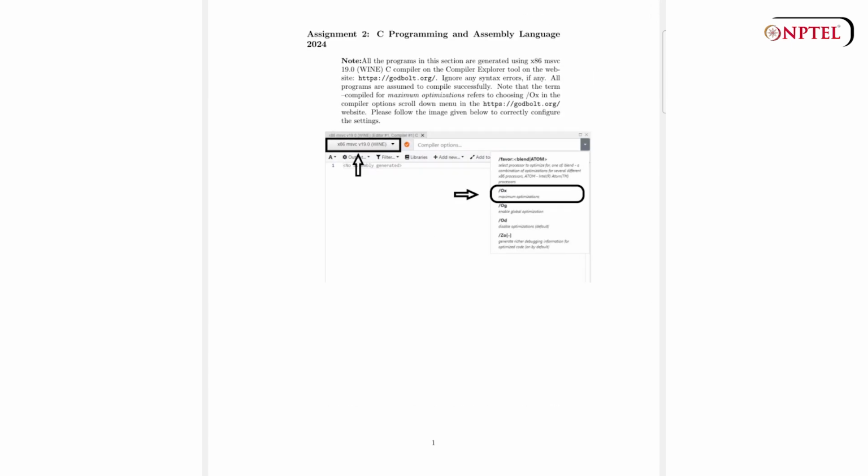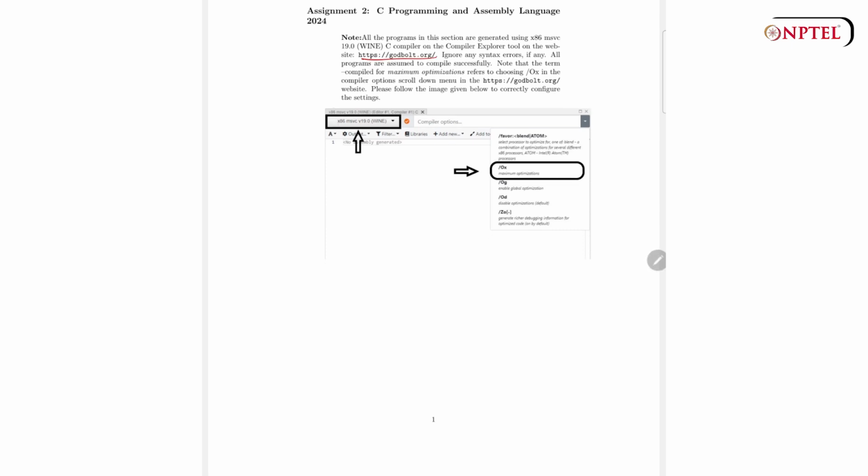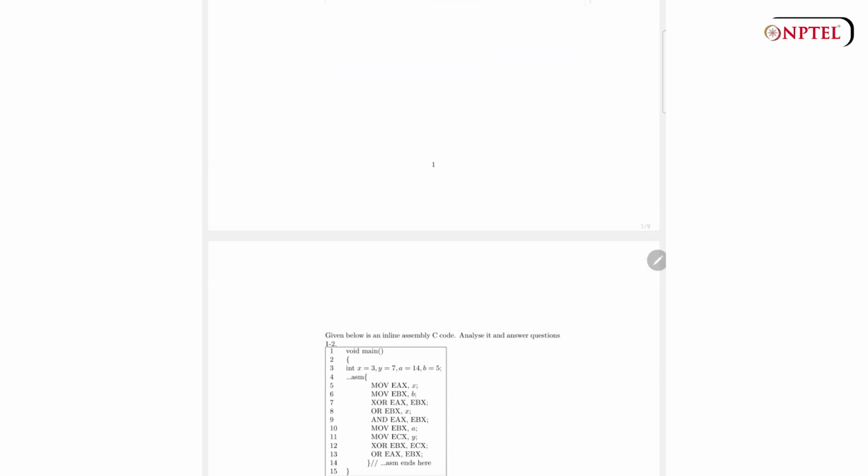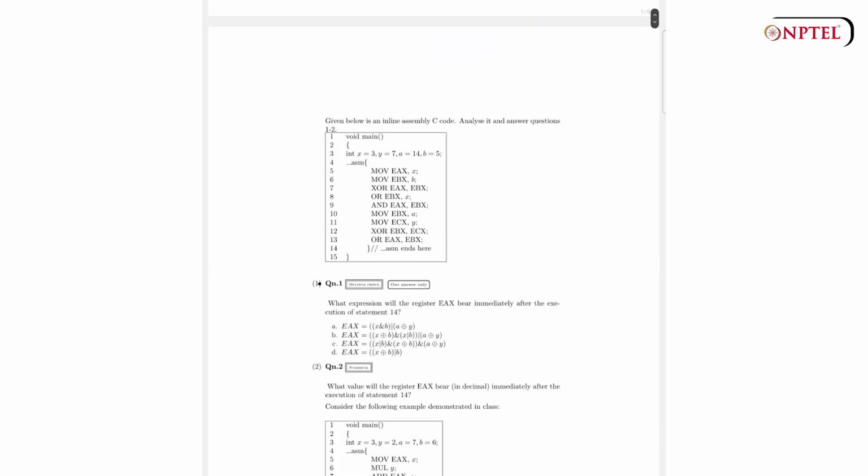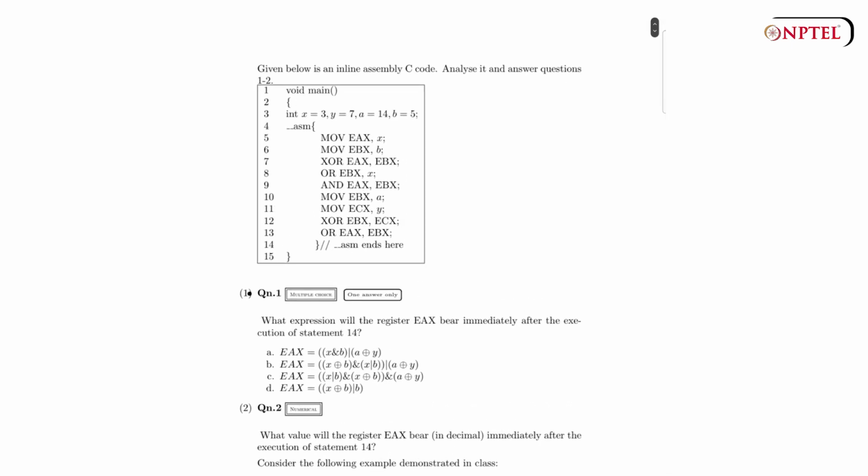Like I mentioned in the first assignment, even though we've given tools like Godbolt, I will not be using any of them and I will be just solving it from a logic point of view. So yeah, let's get started. Given below is an assembly code; analyze it and answer the questions.